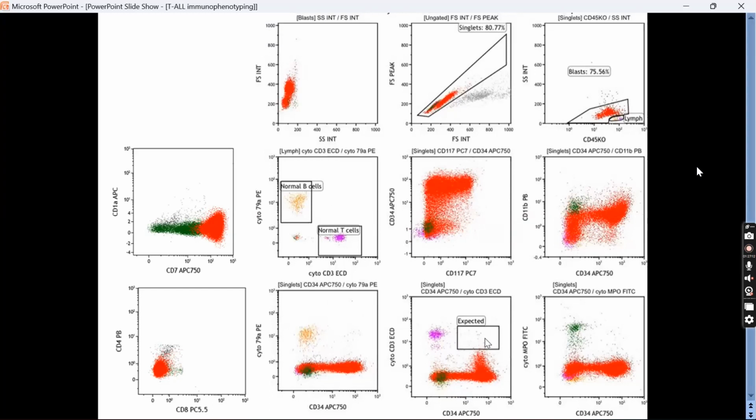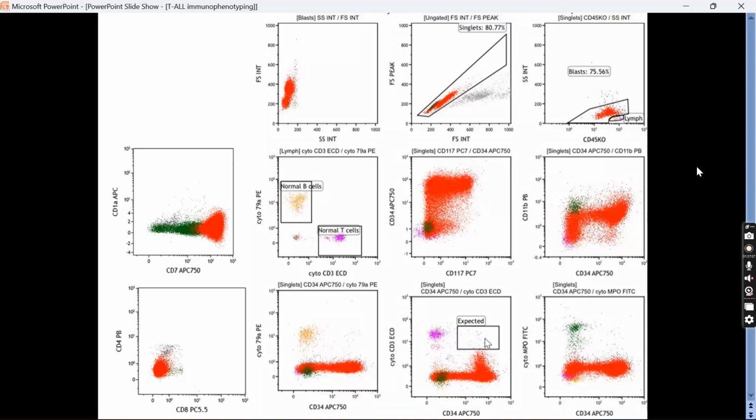Sir, can we consider those few dots which are there in the box? Yeah, that you can't consider. In flow, you cannot consider that. In MRD, it makes sense. In diagnosis, you cannot consider that. That could be noise also. But this case is an ETP-ALL.